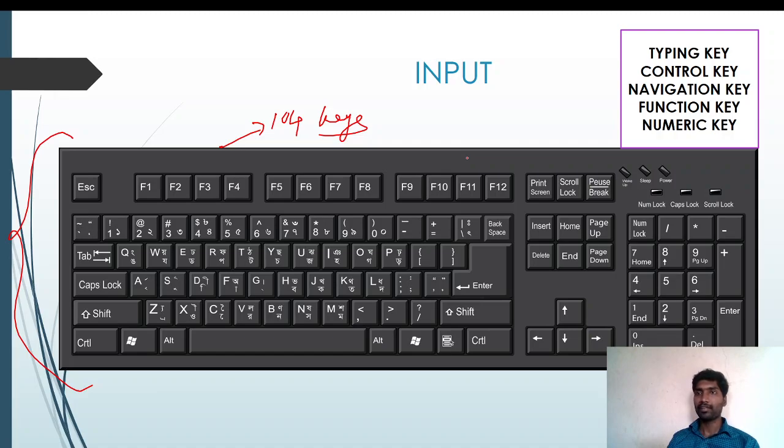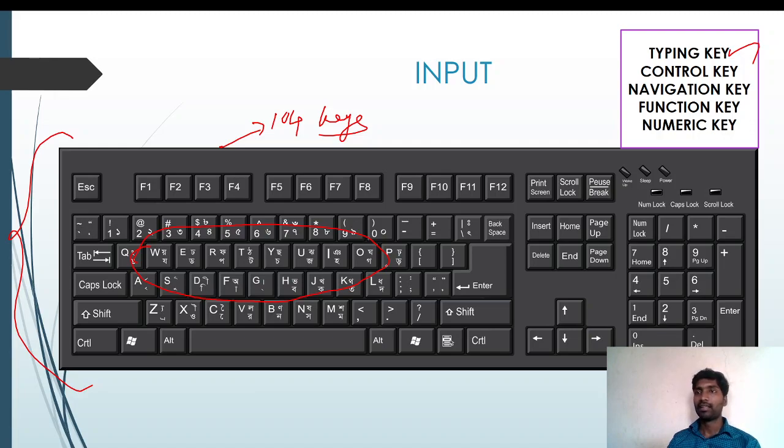First is a typing key. What is meant by typing key? All this will come in a typing key: alphabet, special symbols, arrow. Special symbols means symbols only.